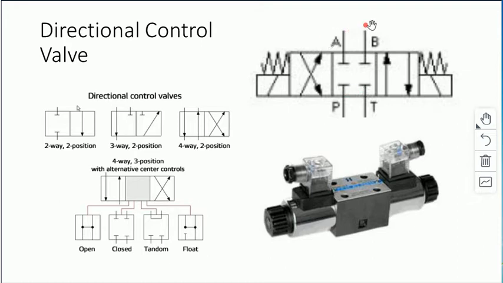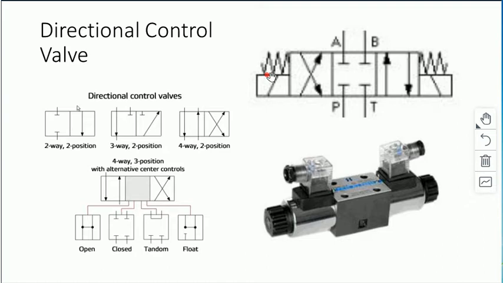Just imagine you've got a hydraulic motor connected between A and B. We would cause the shaft to turn in one direction if we activate the right-hand side of this control valve, and the other direction if we activate the left-hand side. If we don't activate either, the oil is pushed straight back to the tank, and it doesn't go anywhere near the motor, so the motor doesn't turn. So that's the concept behind it.